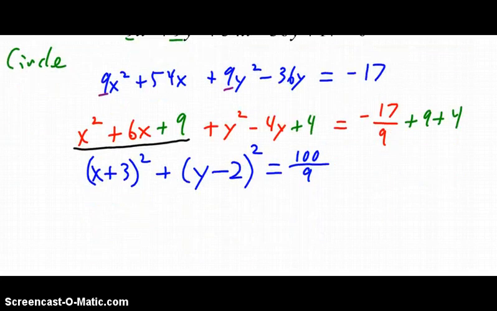Keep in mind, this number here is r squared. It does not have to be a perfect square. It can be any value. So all of your numbers are not always going to work out nice. In this case, it actually does work out nice. You might not think so, but I do.